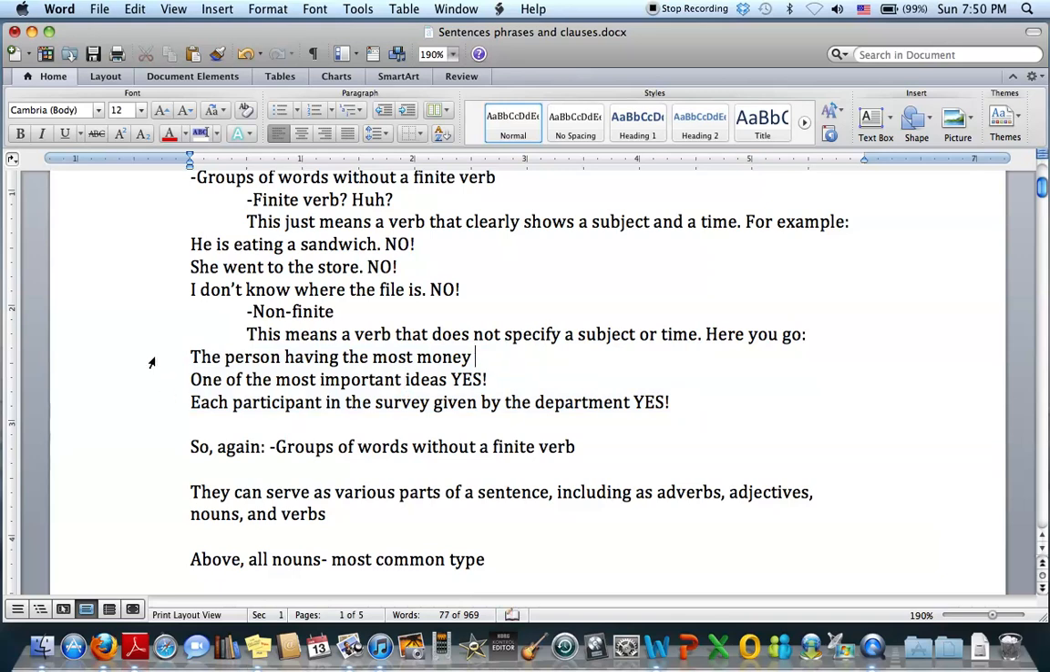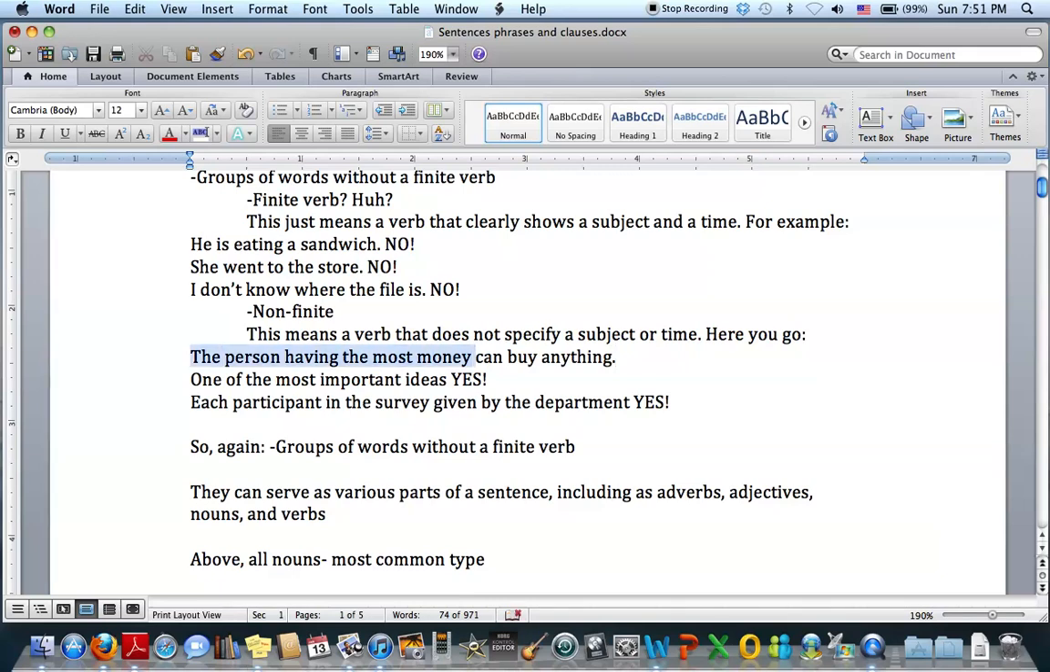I have this right here. The person having the most money. Okay, I know that's a noun because I can take that whole phrase and make it the subject of a sentence. The person having the most money can buy anything. Boom. Now I have a complete sentence.